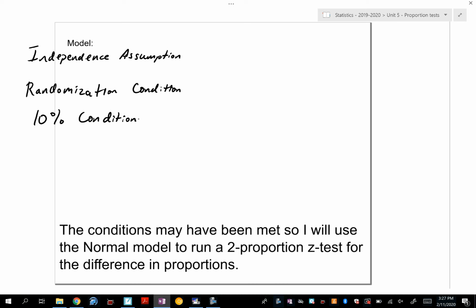Okay, now, the 10% condition. What's the sample size for both of these groups? 75. So what happens when you multiply it by 10? 750. So we need to make sure that there are more than 750 chicken packages for both of these groups. Now, do we think that there are more than 750 chicken packages? Yeah, absolutely. It's probably 750 just in one store. Maybe not. A couple stores.